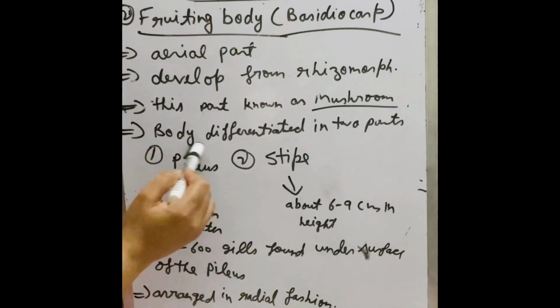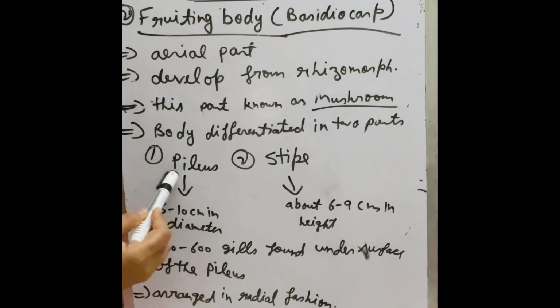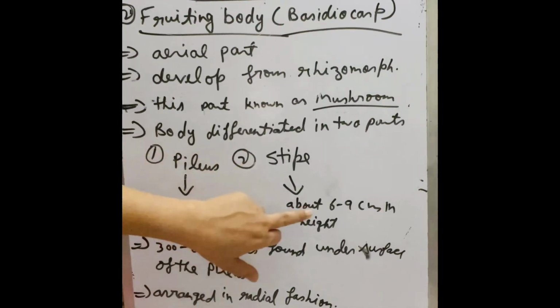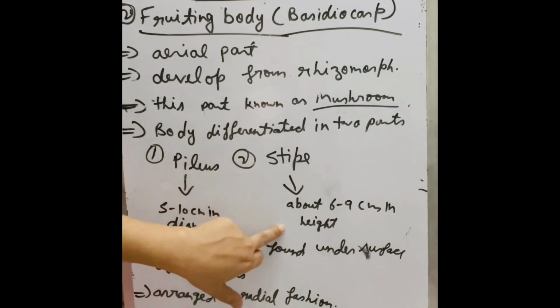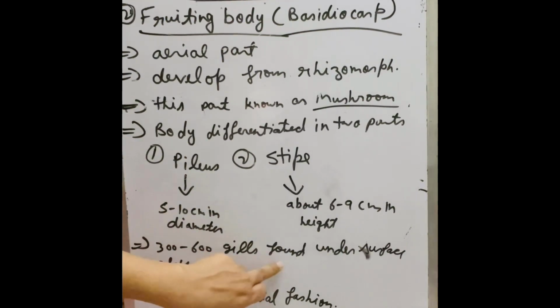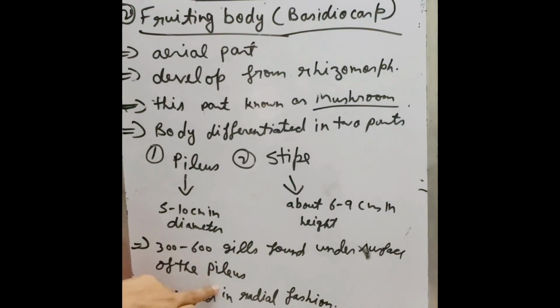The basidiocarp body is differentiated into two parts. The first is the pileus and the second is the stipe. The pileus is about 5 to 10 centimeters in diameter and the stipe is about 6 to 9 centimeters in height. There are 300 to 600 gills found under the surface of the pileus, arranged in a radial fashion. Now let's understand through the diagram.